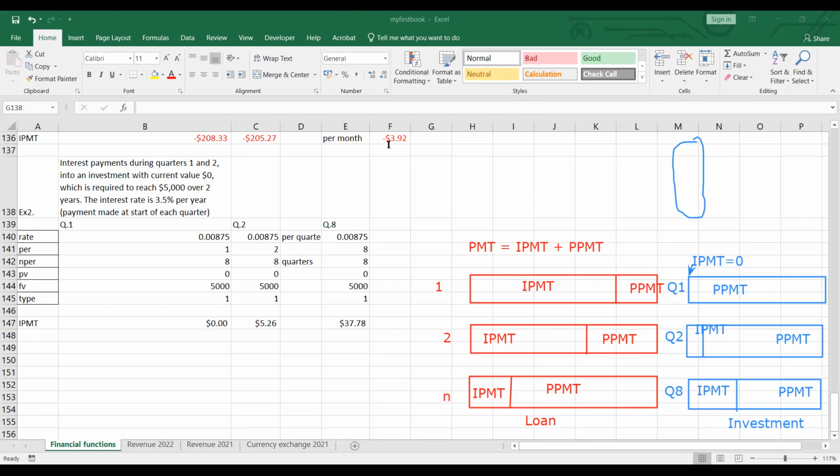Are there any questions about the IPMT from the example that you did by yourself? Okay, now let me see. Yeah, you get 526, yeah that's correct.